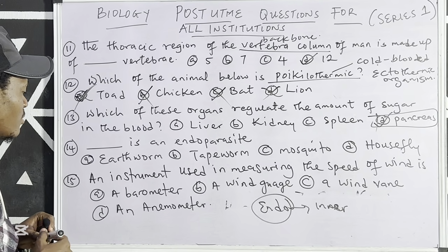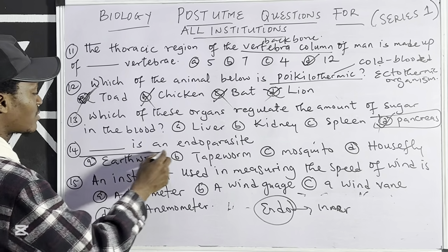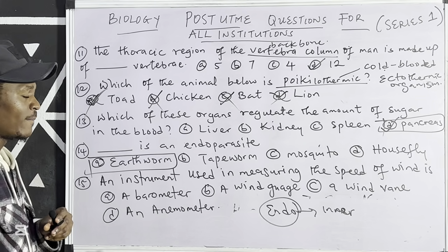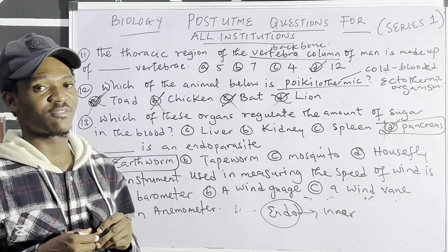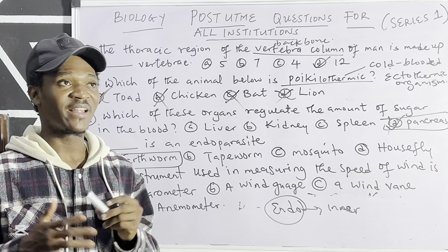So let's check the options. Option A, earthworm. This is typically wrong. Why? Because earthworm is not parasitic in nature. As a matter of fact, it's not even found within the body of hosts or any host at all.